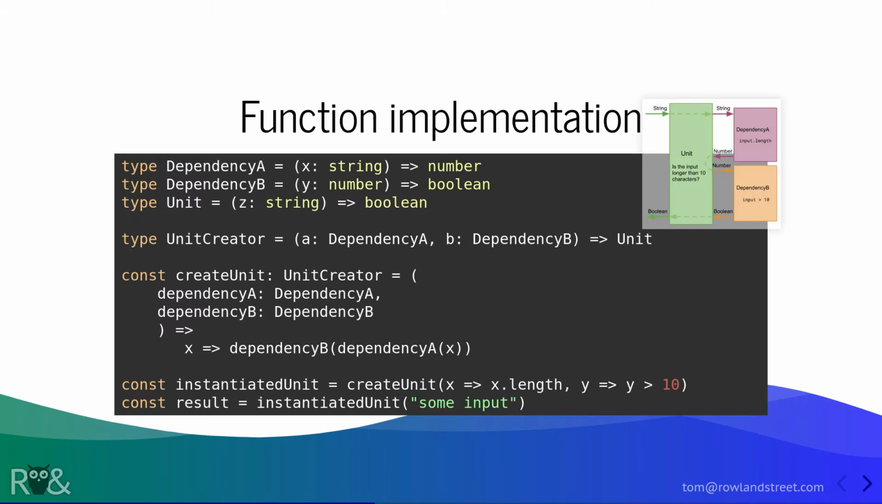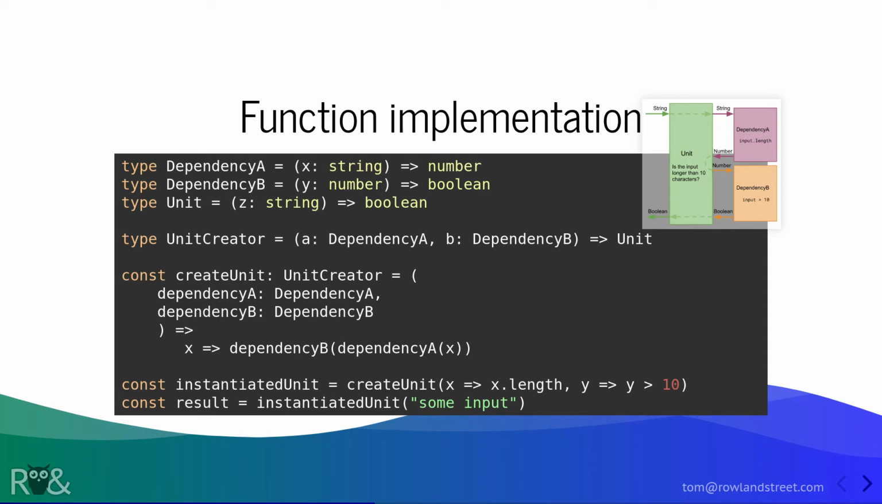So here we have some TypeScript, and the first three lines are just declaring the types of our dependencies and our unit. The top dependency A again is a function that takes a string and returns a number. The second dependency B is something that takes a number and returns a boolean. The top case again is just counting the characters of a string, string to number. And the second one's comparing a number with the number 10, number to boolean. And then we have the unit type, which is the same as before. It's just something that takes a string and returns a boolean: is this string longer than 10 characters long?